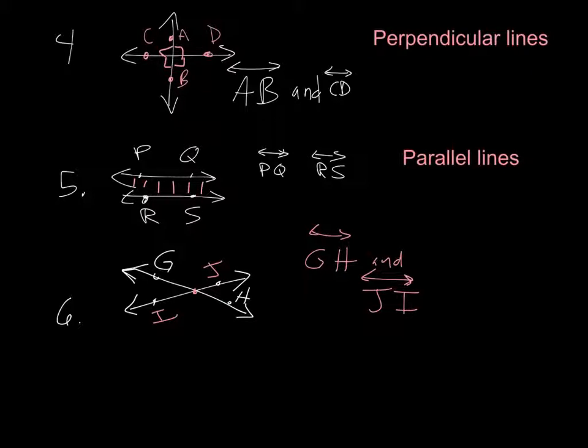And finally, the last one is oblique lines. And remember, oblique lines are formed when two lines intersect, which this is, these two lines intersect right here, and a right angle is not formed. So I have an obtuse angle there, and I have acute angles there and there.